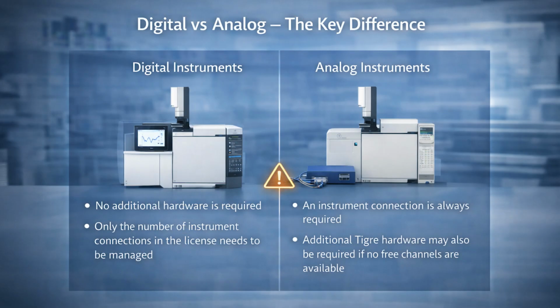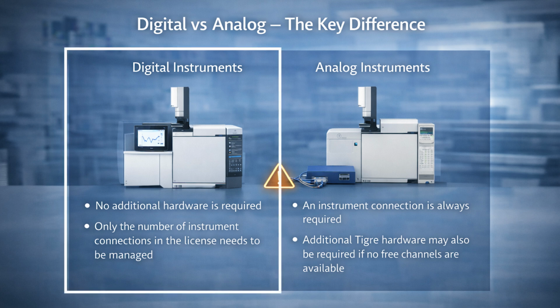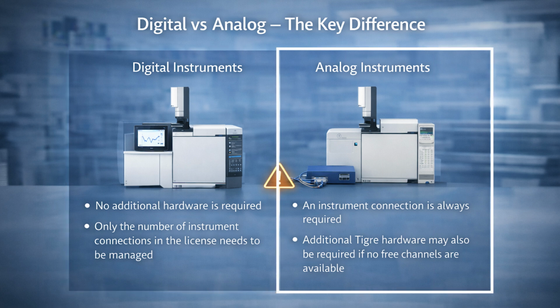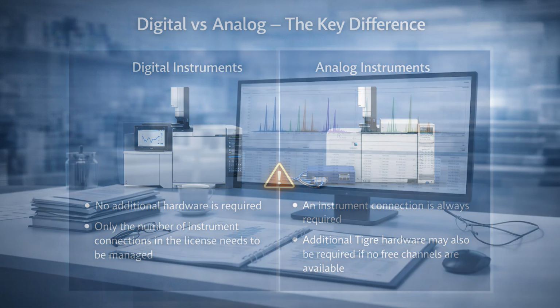Digital versus analog, the key difference. For digital instruments, no additional hardware is required. Only the number of instrument connections in the license needs to be managed. For analog instruments, an instrument connection is always required. Additional Tigre hardware may also be required if no free channels are available.